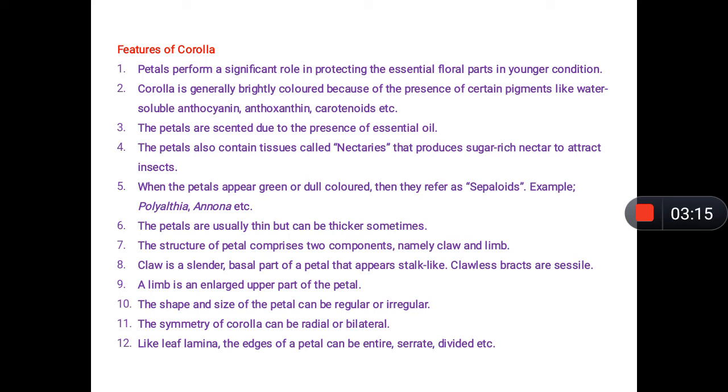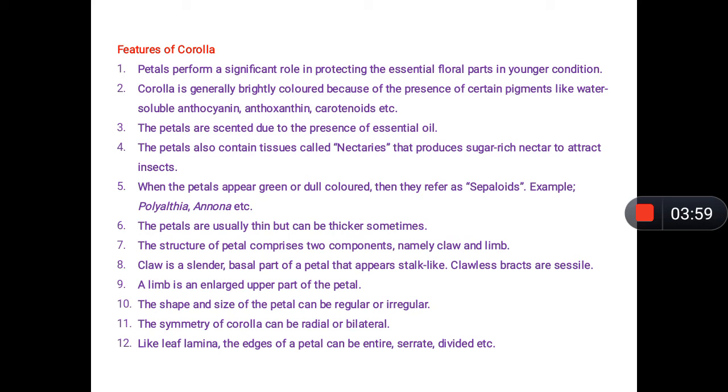The structure of a petal comprises two components, namely claw and limb. Claw is the slender, basal part of a petal that appears stalk-like. Clawless petals are sessile. A limb is an enlarged upper part of the petal. The shape and size of the petal can be regular or irregular. The symmetry of corolla can be radial or bilateral. Like leaf lamina, the edges of the petal can be entire, serrate or divided sometimes.